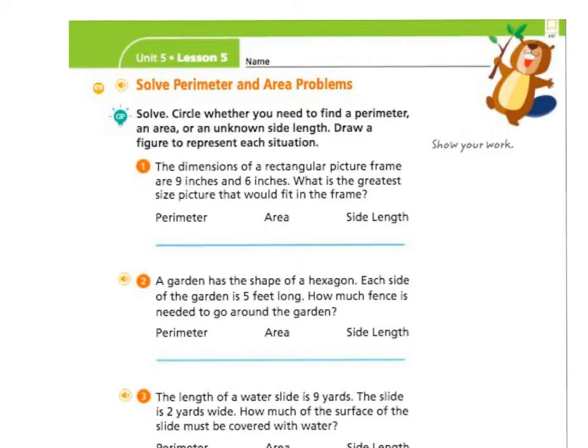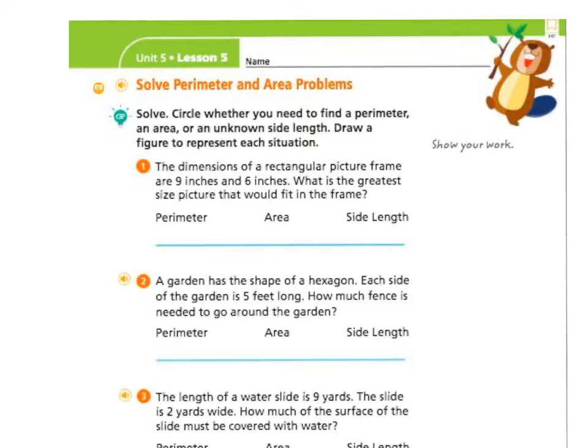So I'll just read the first couple. So the directions say, circle whether you need to find the perimeter or the area or an unknown side length. So draw a figure to represent each situation, which I think is a really good idea.